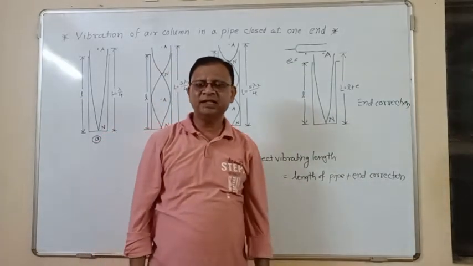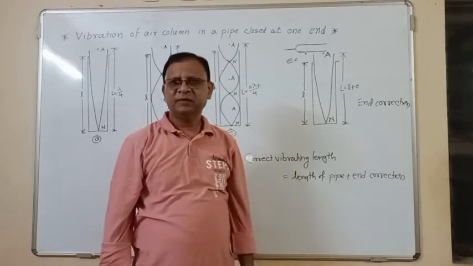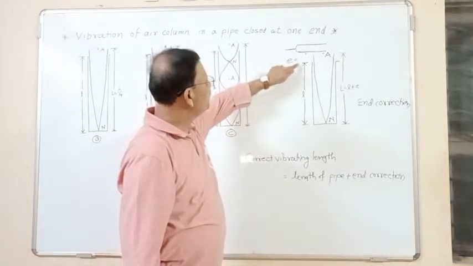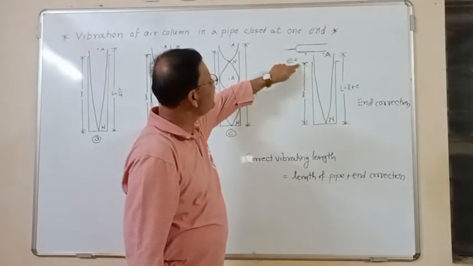So what is end correction? End correction is nothing but the distance between the open end of the tube and the antinode.